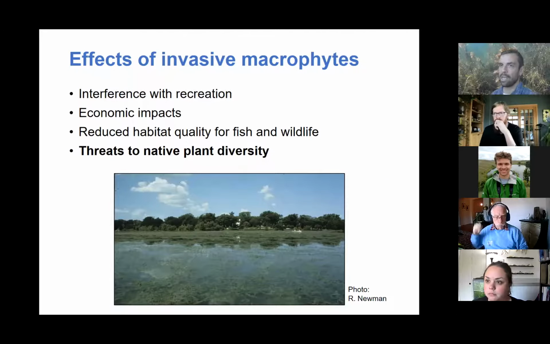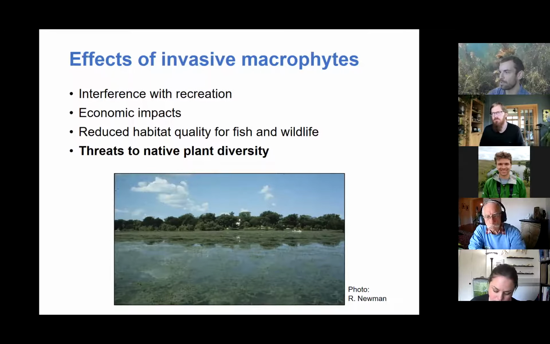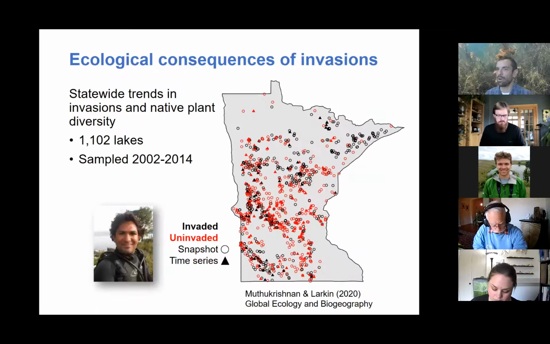It can interfere with the way people use lakes. It has economic impacts in terms of control costs, property values. It can reduce habitat quality for fish and wildlife. And what motivates me personally is threats to native plant diversity. As a plant ecologist, this is where my interests are concentrated. So I'll talk a little bit more about those ecological consequences.